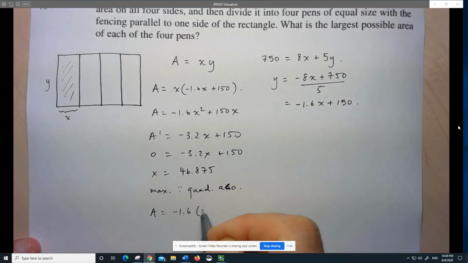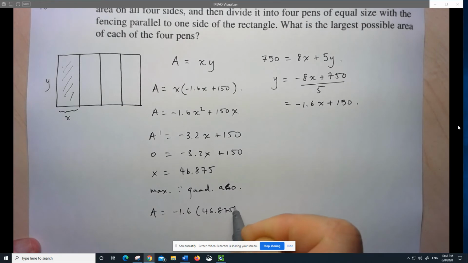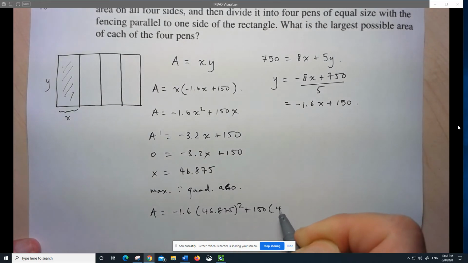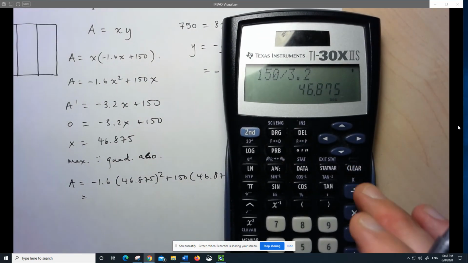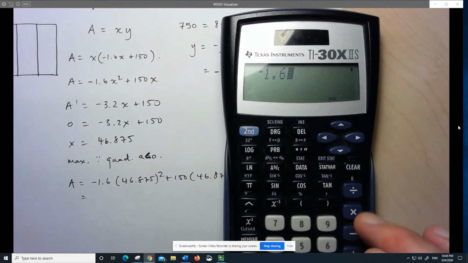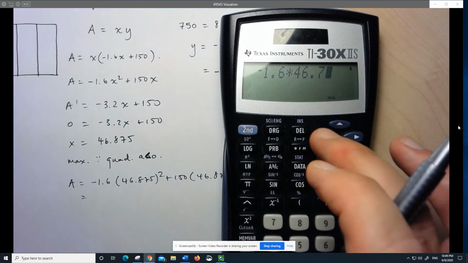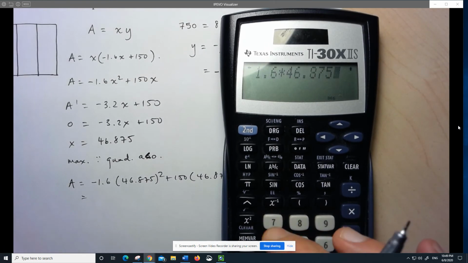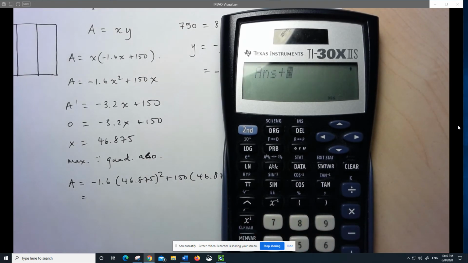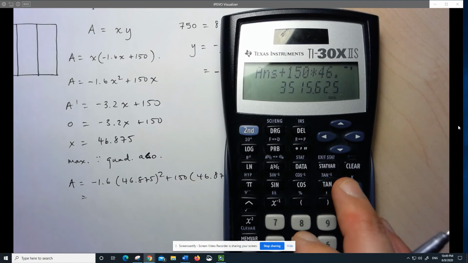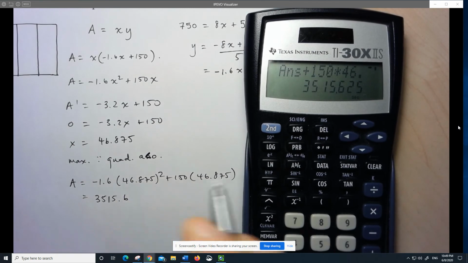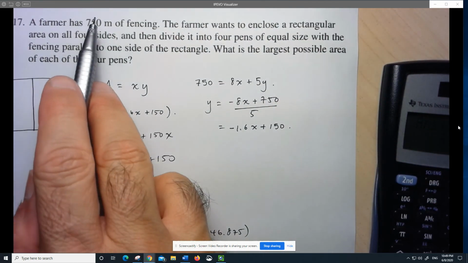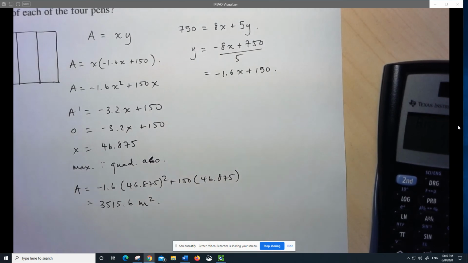Negative 1.6 times 46.875 squared plus 150 times 46.875 equals, let's bring that here. Negative 1.6 times 46.875 squared, and then plus 150 times 46.875, and that gives us 3515.6. We're dealing in meters, so this is going to be meters squared.